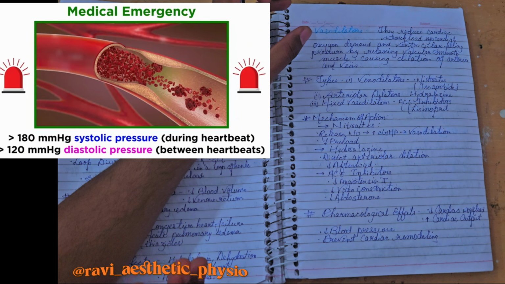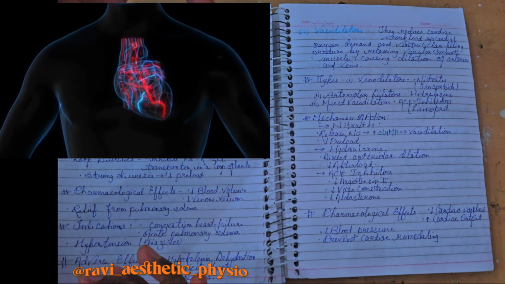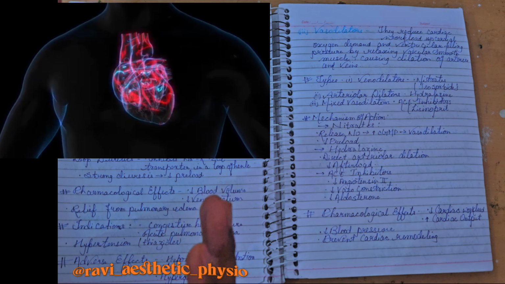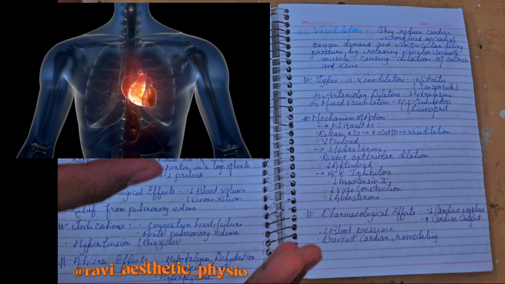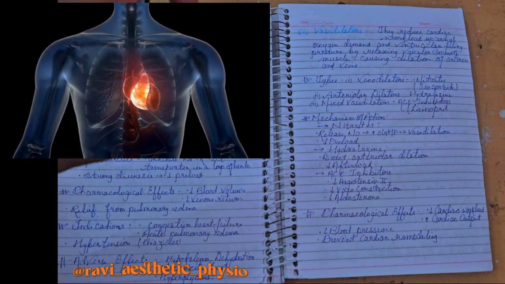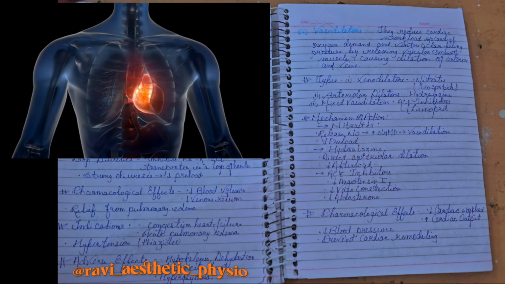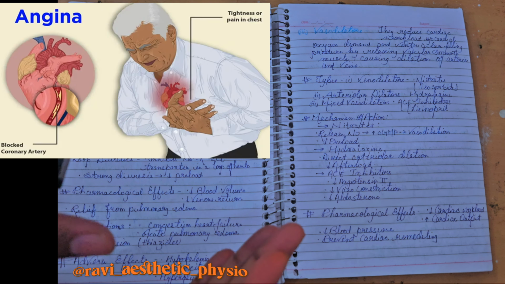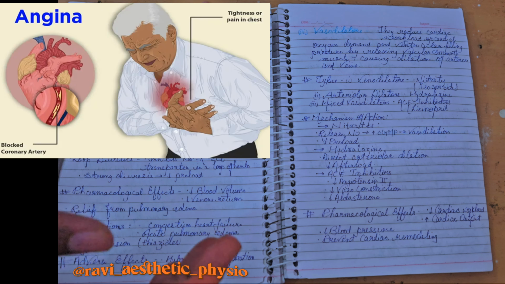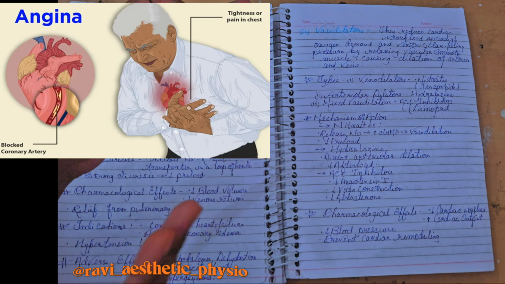I hope you are aware of that in the introductory part. If there is any kind of constriction due to plaque formation in the arteries or veins, at that time we take the vasodilator to increase the dilation of the arteries or veins and increase the permeability of the blood vessel.